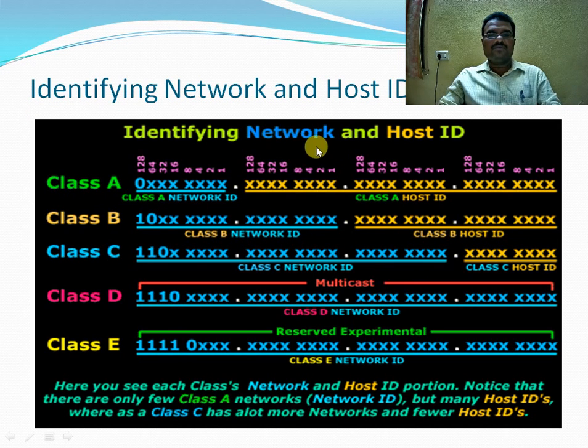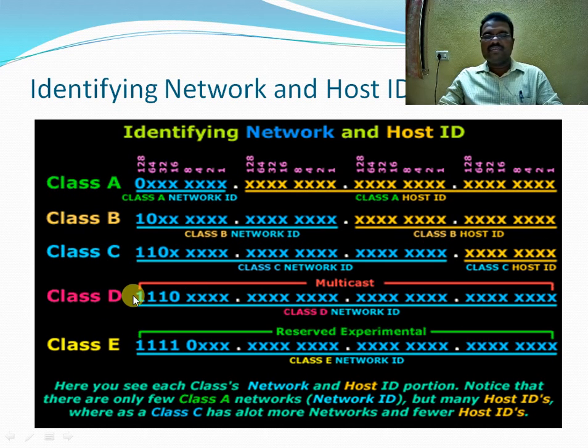Here we can also identify the network and host ID. In class A, the first 8 bits are used for identifying the network and the remaining 24 bits are used to identify the host. Class B starts with 10, while class A starts with 0; the first 2 bits are used for the class and the remaining 16 bits for the host ID. Class C we can identify by the first 3 bits, 110, and the next 21 bits are used for identifying the network and the remaining 8 bits are used for identifying the host.